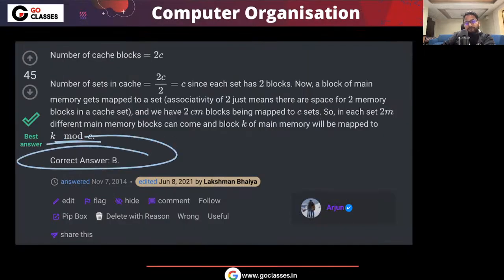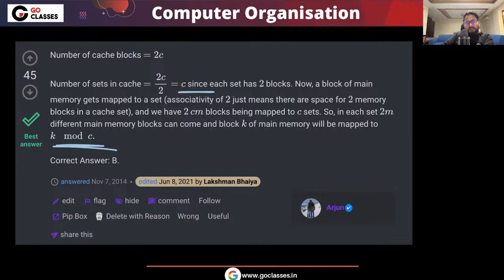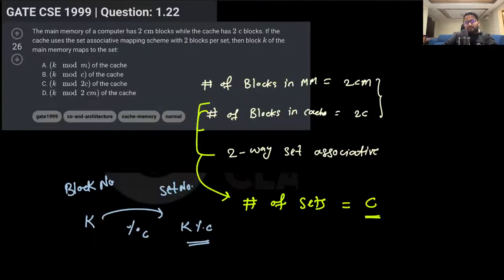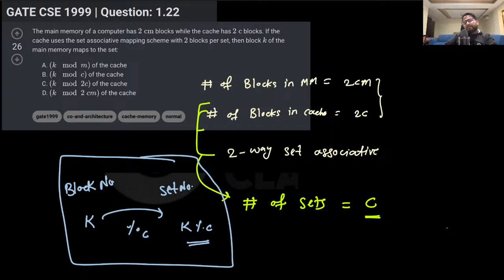K mod C, right? Okay. C is the number of sets. Okay, and then K mod C. That's an easy question only. Isn't it very easy? You just need to know this. Okay, how the block and set number are related. Generally people don't know these things, so that's why they make mistakes in the decimal. I mean this is not exactly decimal, they have not given the numbers, but the notations are in decimal, right? So in decimal people get confused, but you just remember the basic principle that block number and set number are related by the mod operation, right?